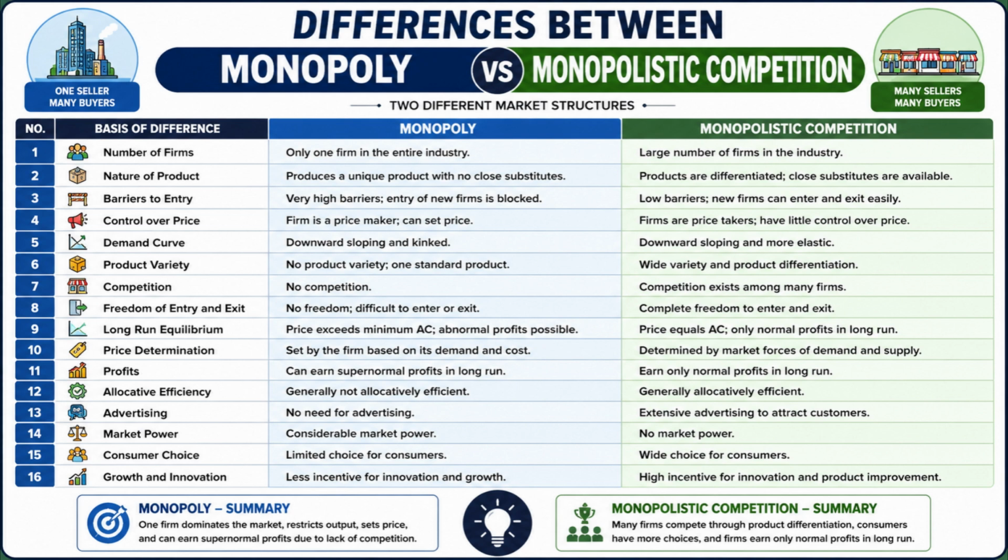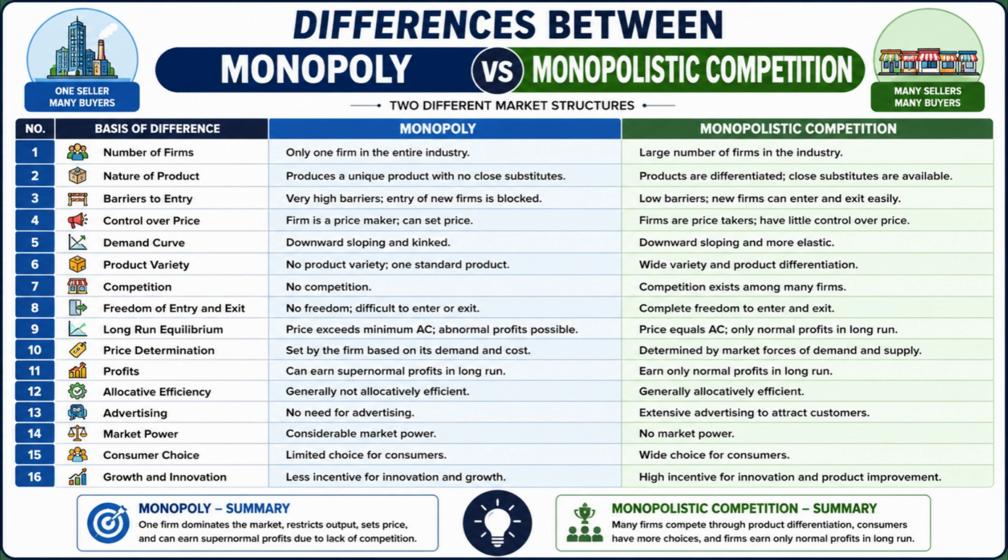Number 6. Monopoly provides little or no product variety, whereas monopolistic competition offers a wide variety of differentiated products. Number 7. There is no direct competition in a monopoly market, whereas monopolistic competition involves active competition among numerous firms. Number 8. Entry and exit are highly restricted in monopoly markets, whereas firms can freely enter and leave monopolistically competitive markets.